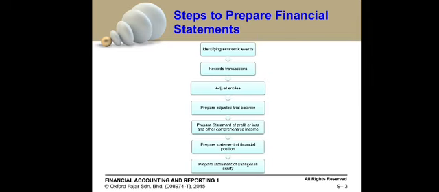So now, in the previous topics, you have learned about the recording process. You have learned about how to record the assets, liabilities, equity, revenue, and expenses. Now, in this topic, you will learn about the adjusting entries, and then to do the adjusted trial balance, and then to prepare the financial statement.